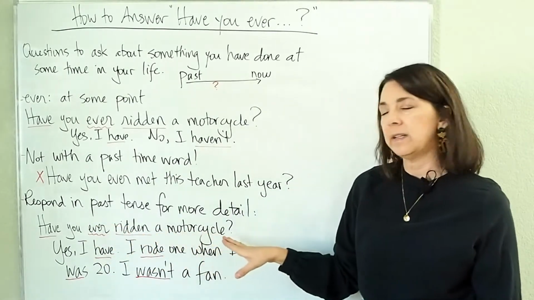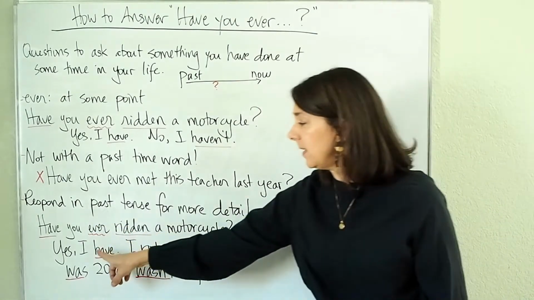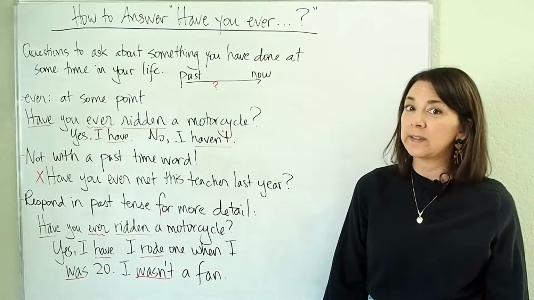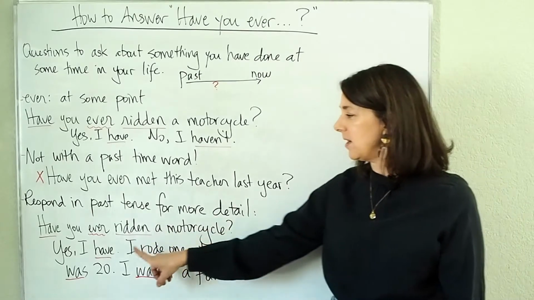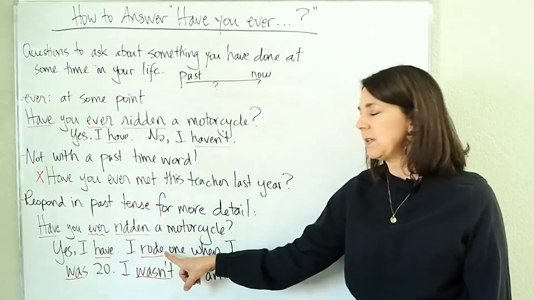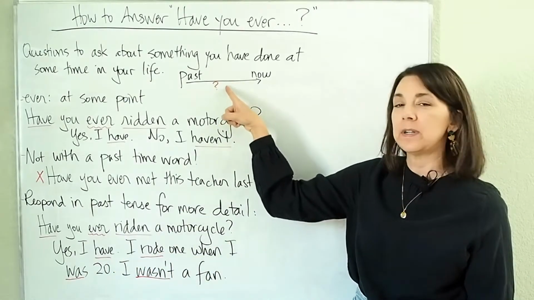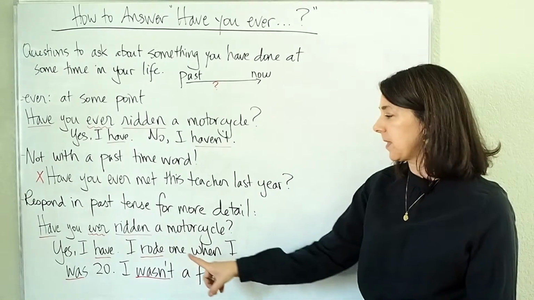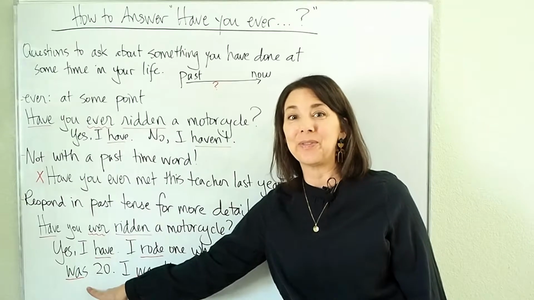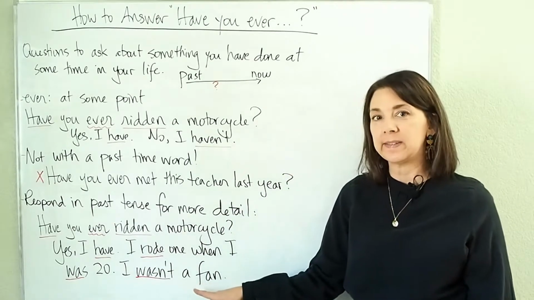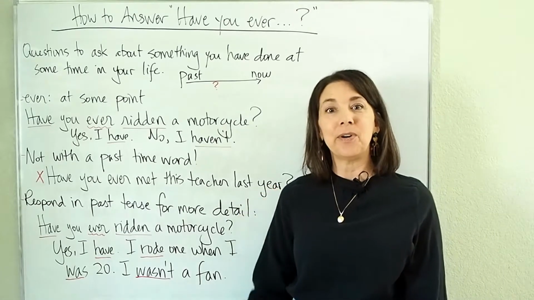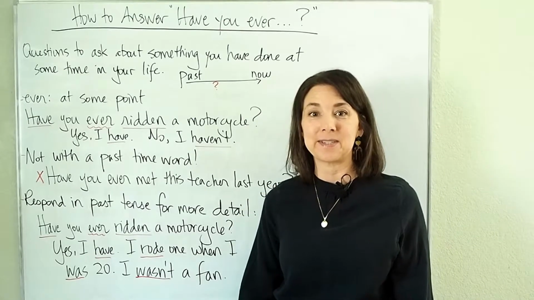Have you ever ridden a motorcycle? Yes, I have. I rode one when I was 20. I wasn't a fan. So you can see here that we're using the same verb to answer, but then we switch to past tense to give more detail about that event. I rode one when I was 20. Now we know the time. And I wasn't a fan. I didn't like it. Let's take a look at some more examples and we'll practice answering them together.